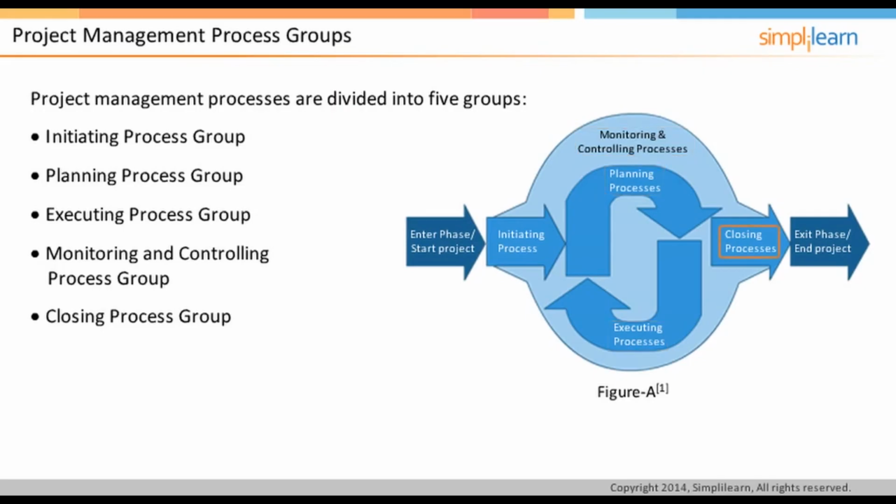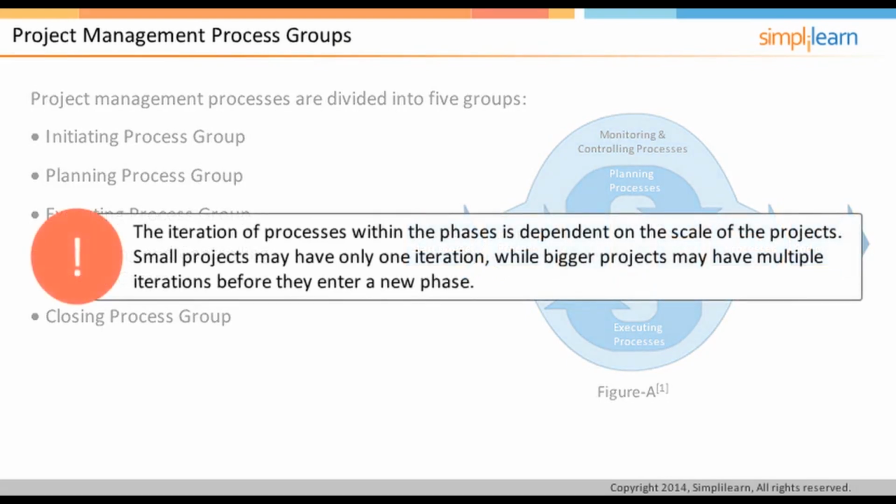The project closing processes are performed when the project work or a phase within the project is completed. The typical project management process in the closing phase releases resources back to the resource pool so the team members can be assigned to another project. Note the iteration of processes within the phases is dependent on the scale of the projects. Small projects may have only one iteration, whereas bigger projects may have multiple iterations before they enter a new phase.